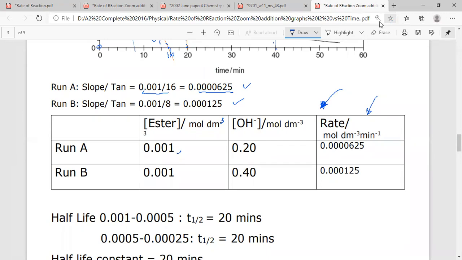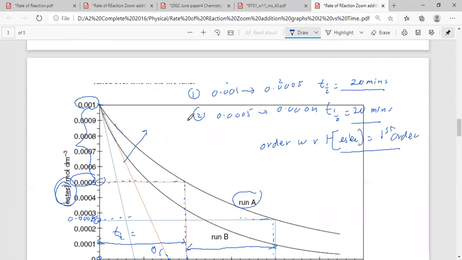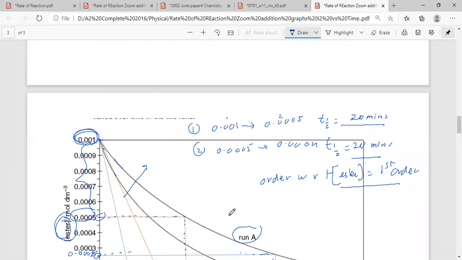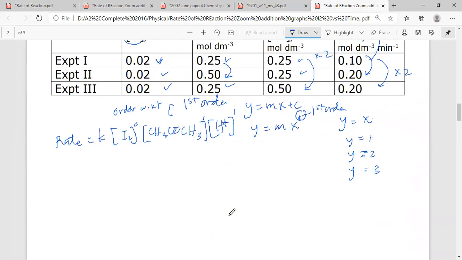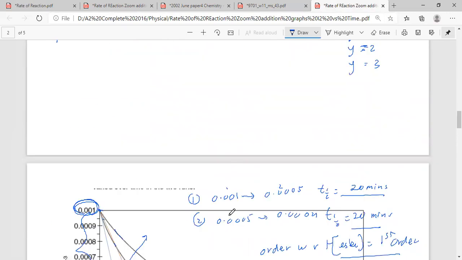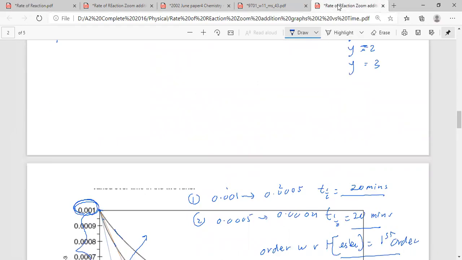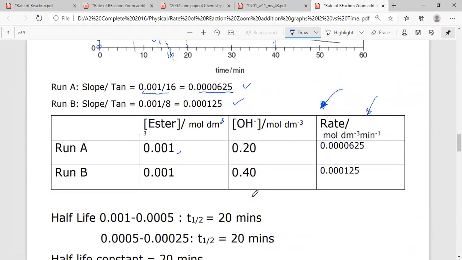How do I know? From the graph, 0.001 initial concentration. And what's the initial concentration of OH minus? I also know, they give it to me here. See now, here, 0.2. So I put it down here, right? Initial concentration, this and this.